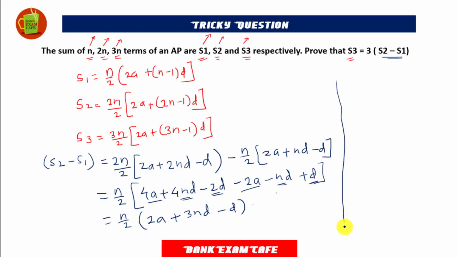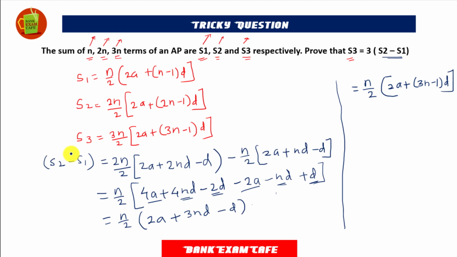So I solve it further, which is equal to n by 2 into bracket 2a, and from this if you take d out as a common factor, you will get it as 2a plus 3n minus 1 into d close the bracket.